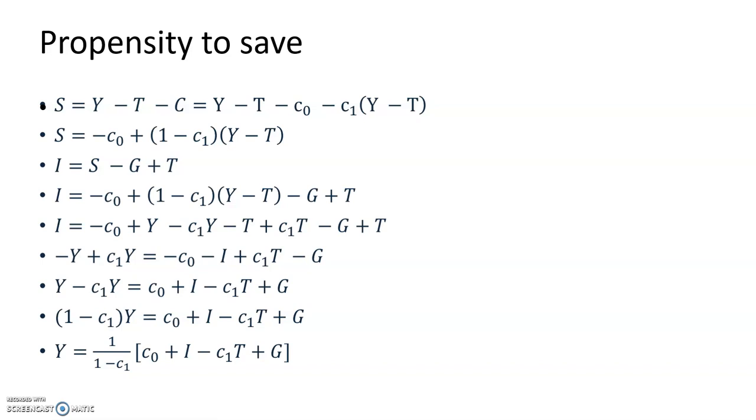In equilibrium, investment must be equal to saving, the sum of private and public saving. Replacing private saving in the equation I is equal to S minus G plus T by its expression from above, I is equal to minus C0 plus (1 minus C1) times (Y minus T) minus G plus T. And then by solving for output, we end up with Y is equal to 1 over (1 minus C1) times (C0 plus I minus C1 T plus G).